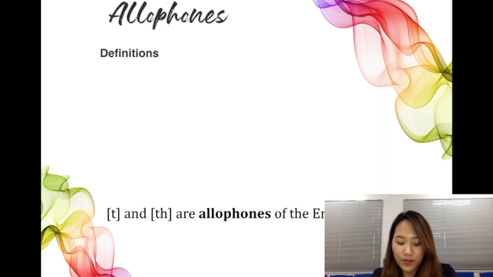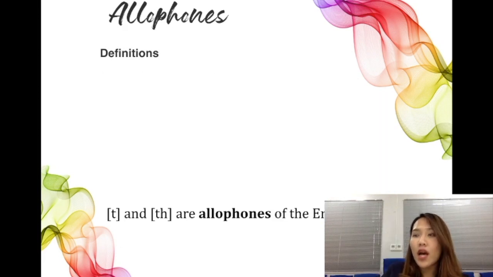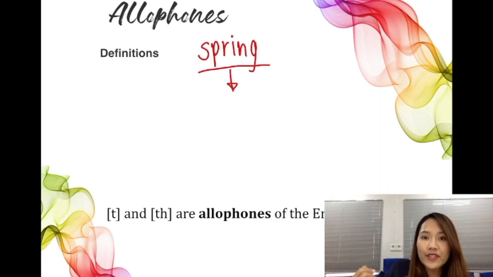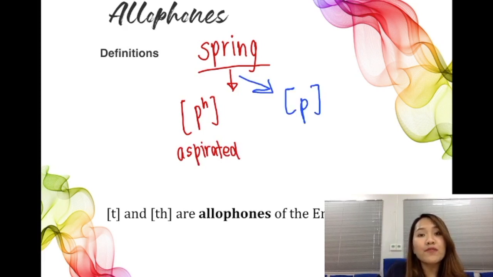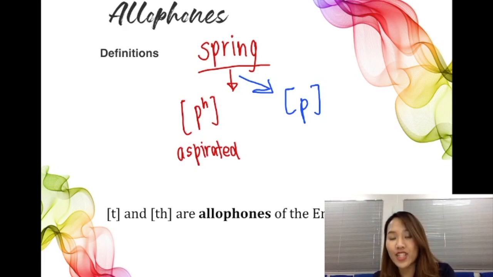Another example: when I started learning English, I used to pronounce this word wrong. I used to pronounce spring using the aspirated p. But actually, the correct way to pronounce it is spring with the unaspirated p. Even though I pronounced it the wrong way, it won't change the meaning, but it will show my wrong pronunciation instead.